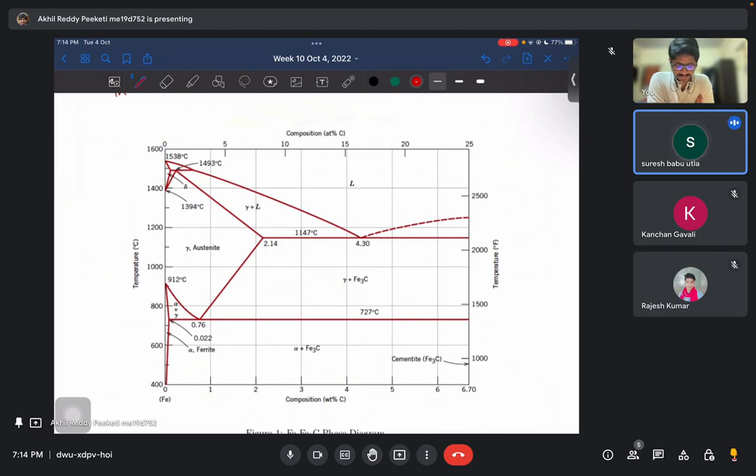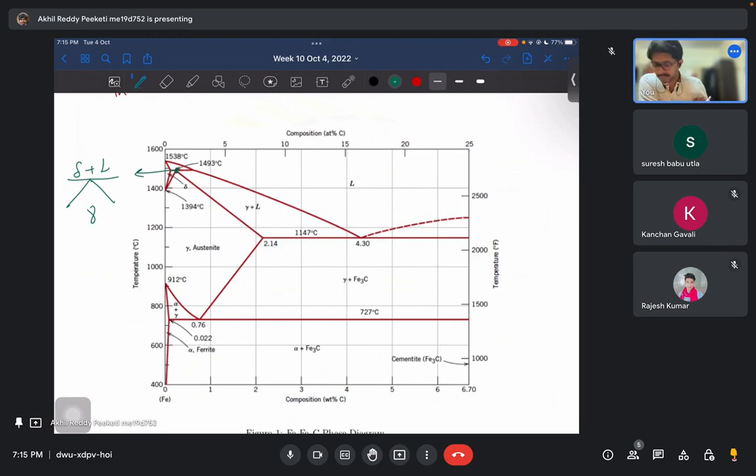Yes, at 1493, there is a point. So there we have below, the gamma phase austenite, and here we have delta plus liquid. So what would be this point? Yeah, peritectic point. So we have solid plus liquid converting to solid. So this is a peritectic point. This is happening at 1493 degrees Celsius, and the composition is around 0.3 or 0.4 carbon. Okay.